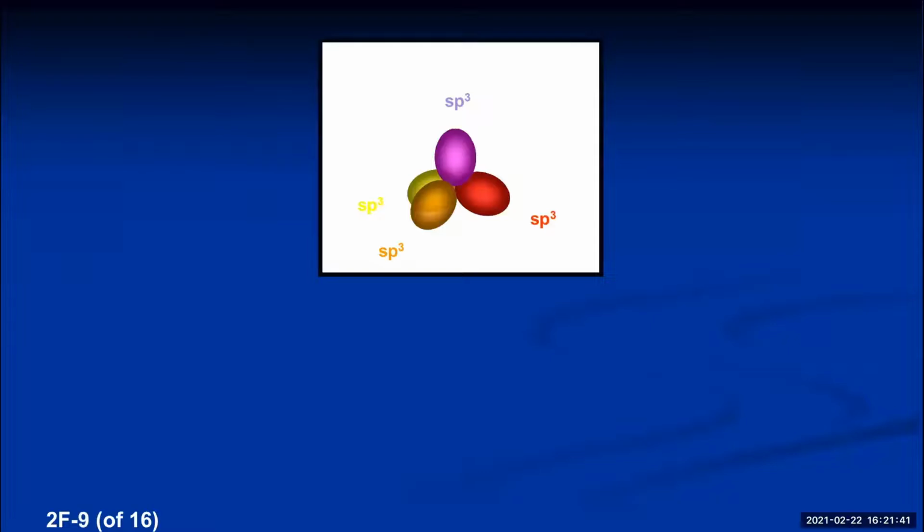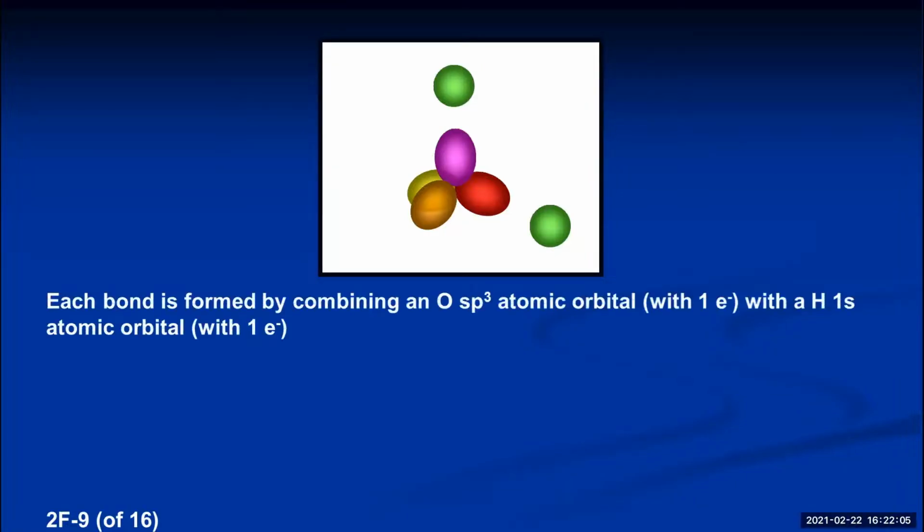So here's our oxygen atom if it undergoes sp3 hybridization. 2 of those orbitals have pairs of electrons in them. 2 of them have single electrons. If the single electron is in the purple and the red, those are the 2 orbitals that'll be able to bond to the hydrogens. So now when the hydrogen 1s orbitals approach and overlap with those purple and red orbitals, which are the ones that have 1 electron each, a bond will be formed by combining an oxygen sp3 atomic orbital with 1 electron with a hydrogen 1s atomic orbital with 1 electron.